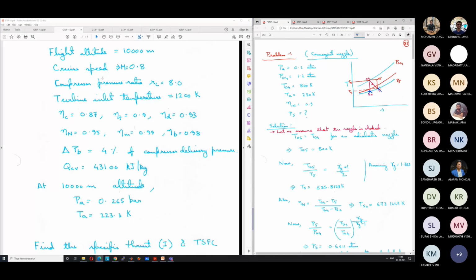Typically, the most important design parameters are pressure ratio and turbine inlet temperature. If we vary the pressure ratio, instead of 8, if we calculate for 8.1, 8.2, 8.3, we can redo the calculation again and again and find out the specific thrust and thrust specific fuel consumption. And then we can plot the specific thrust versus compressor pressure ratio. Similarly, if you vary the turbine inlet temperature, 1200 Kelvin, 1300 Kelvin, 1400 Kelvin, we can find out the values again and plot them.